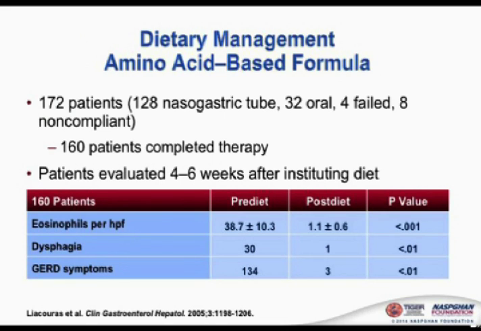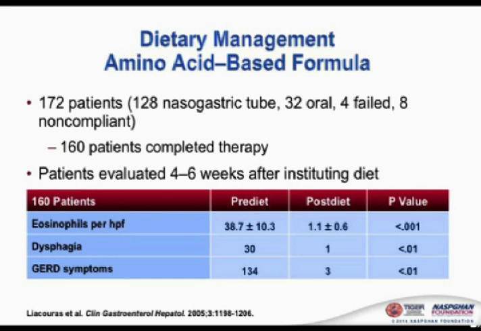At our institution, which Chris published about almost 10 years ago, we looked at about 170 patients who had amino acid formulas. Most of them at the time actually needed NG tubes. Our success now is a little better about that, as formulas have tasted a little bit better. We had about 160 patients who completed the therapy, and we looked at the symptoms and biopsy, and that's 4 to 6 weeks later. And as you can see, almost everyone had complete resolution of their esophageal eosinophilia, complete resolution of their symptoms, whether it's GERD or dysphagia.